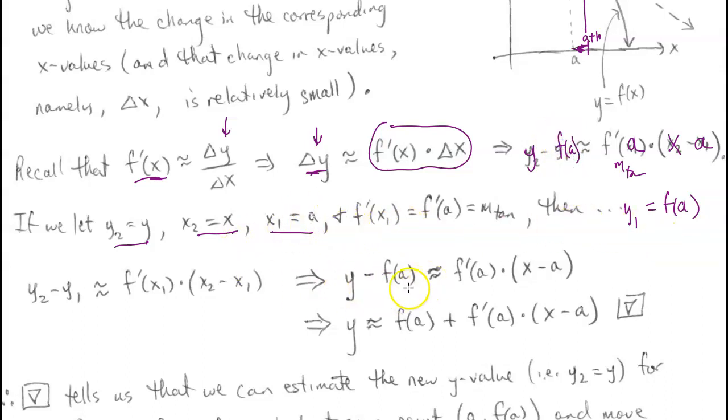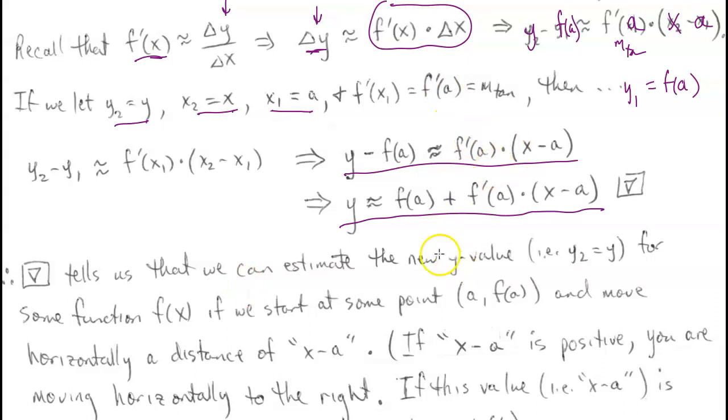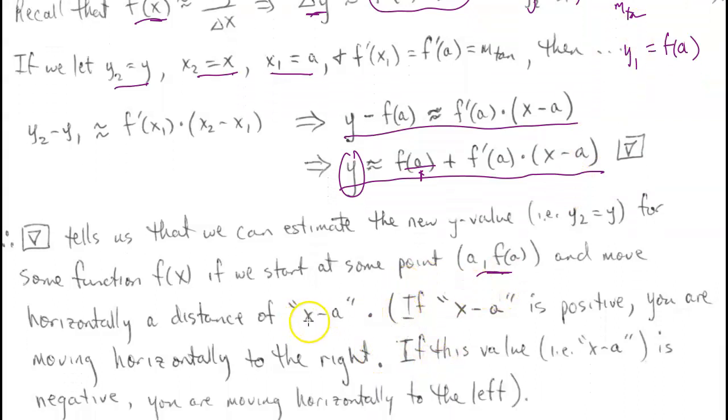So if we replace all of this, then of course you see that we end up having this equation here. And if I add f of a to both sides, I end up having this. Okay. And what this equation tells us is that we can estimate a new y value for some function f of x if we start at some point a, f of a, hence why you have a in here, and of course f of a there, and move horizontally a distance of x minus a. And remember, this is what our delta x was here.